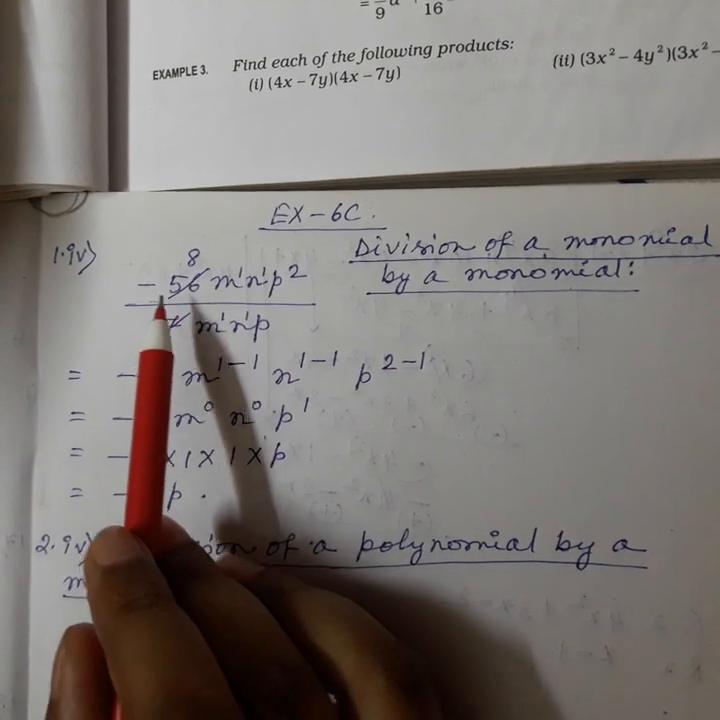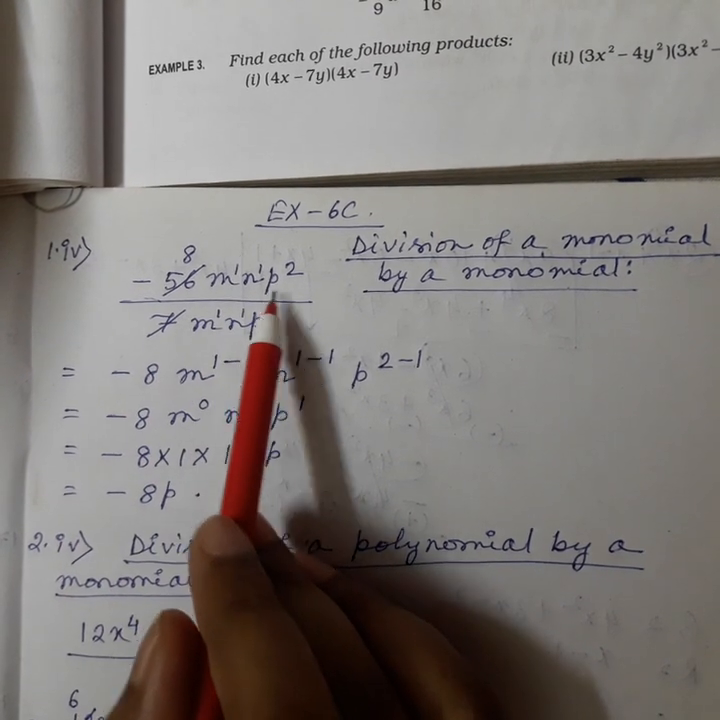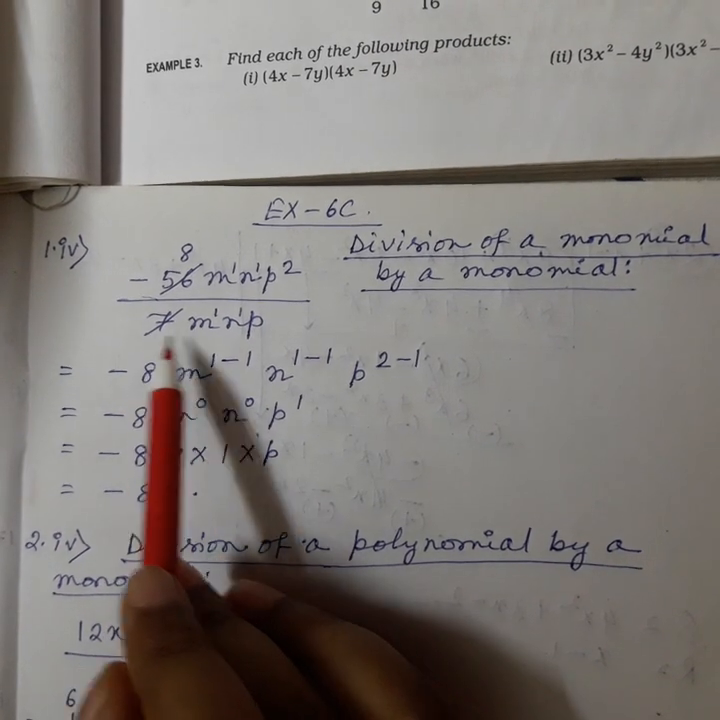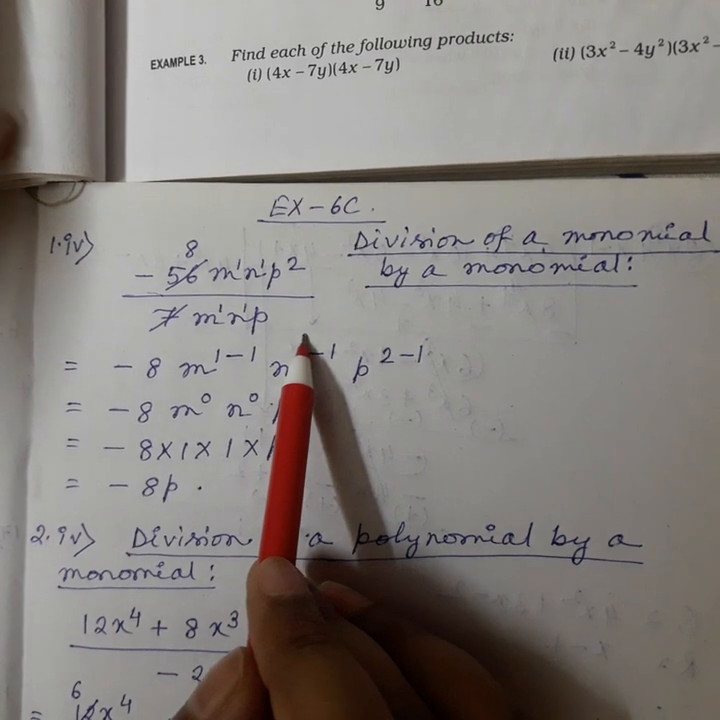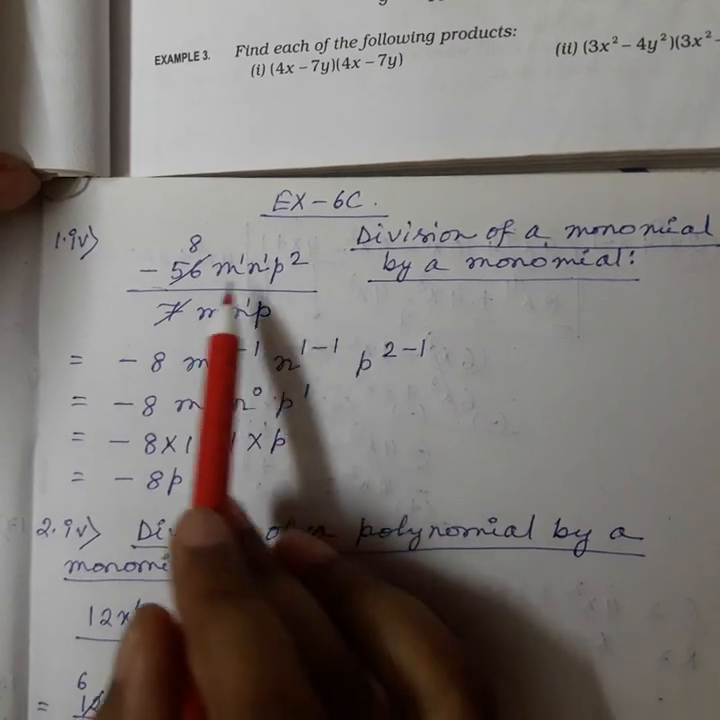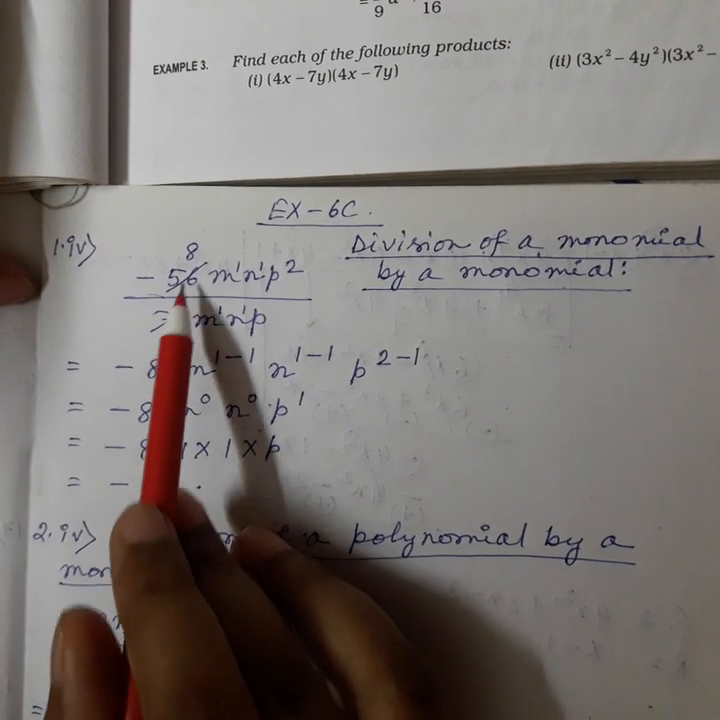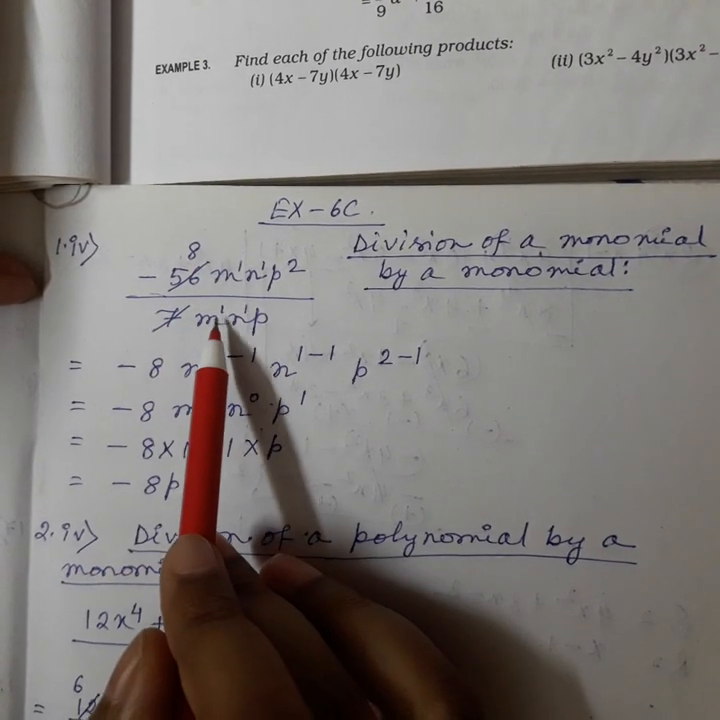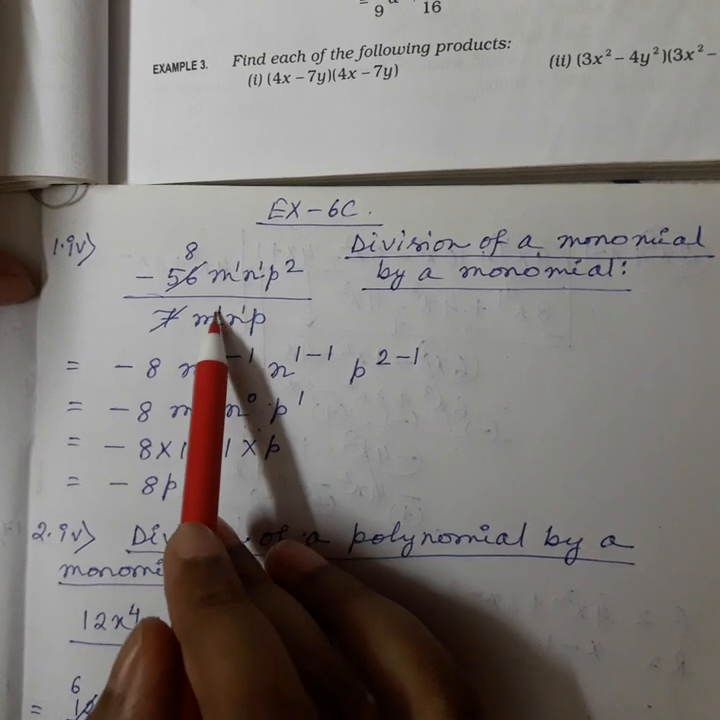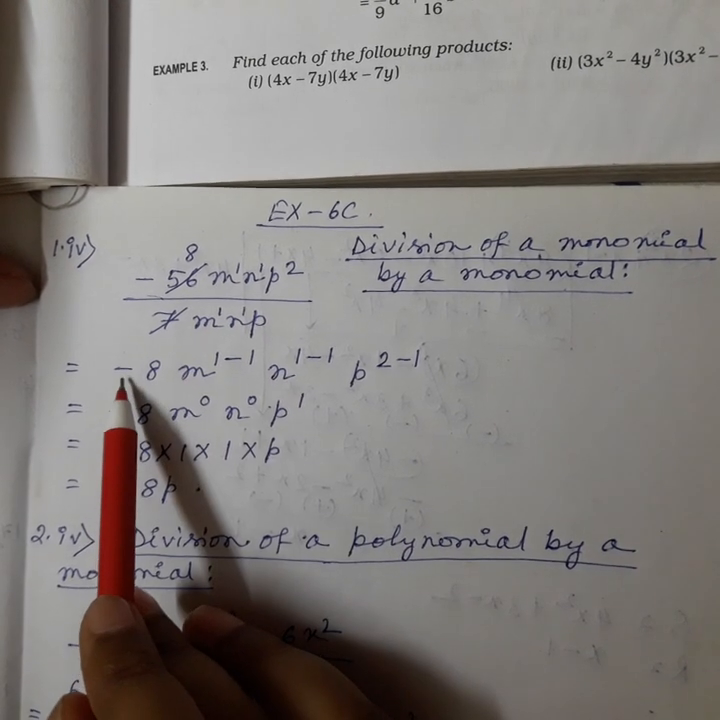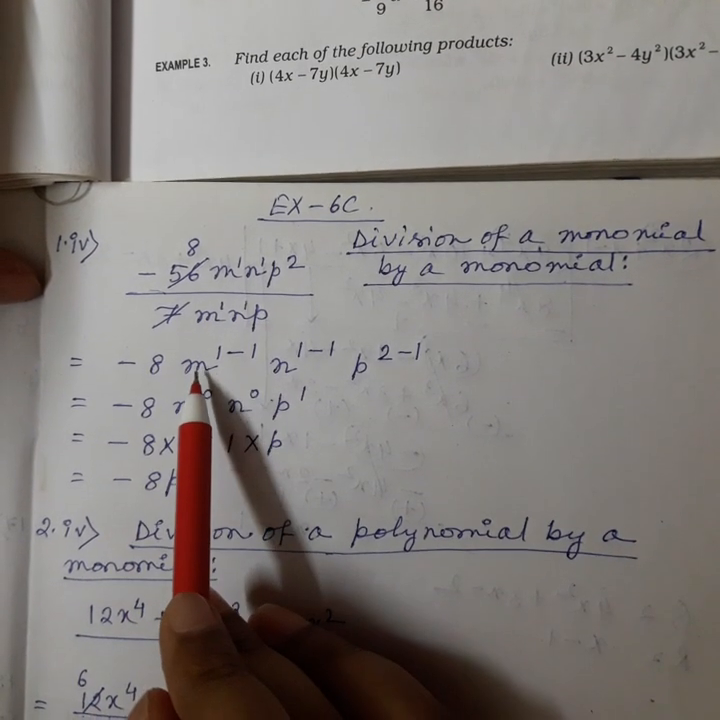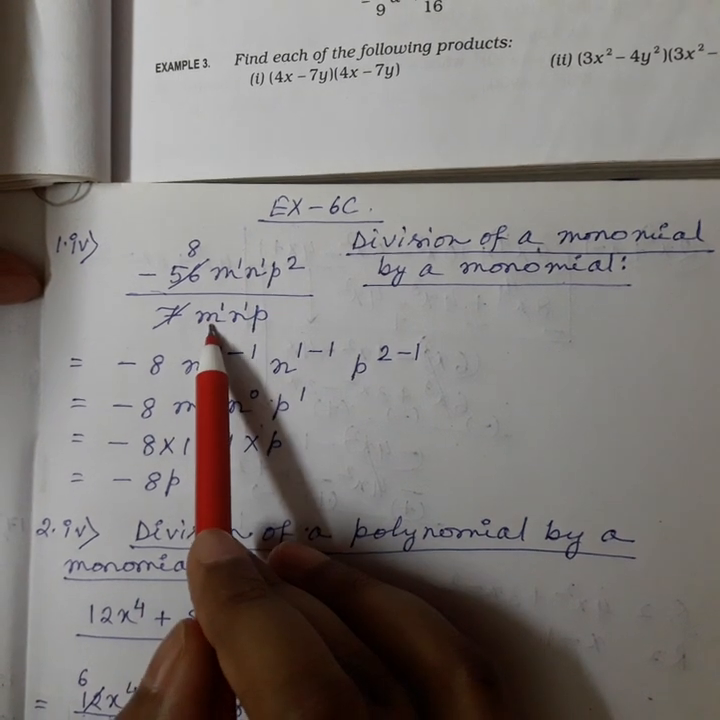So what is the term there? Minus 56 mnp square by 7 mnp. You have to divide. So I have given a divide sign here, and I have written it that way. So 7 and 56 will cut. I have cut it. And there is no power means 1 is there. That's why I have put 1. Now it's coming minus 8 m to the power 1 by m to the power 1.